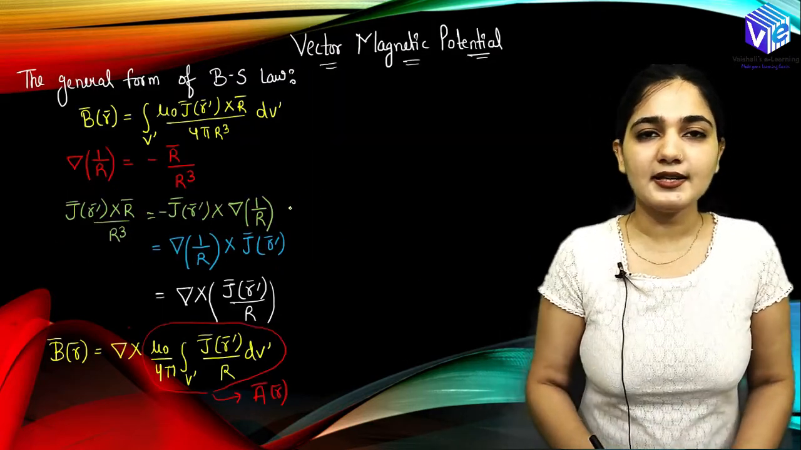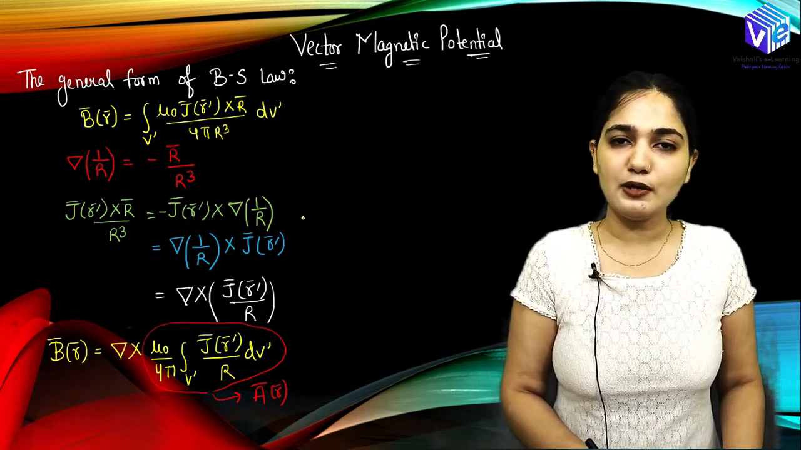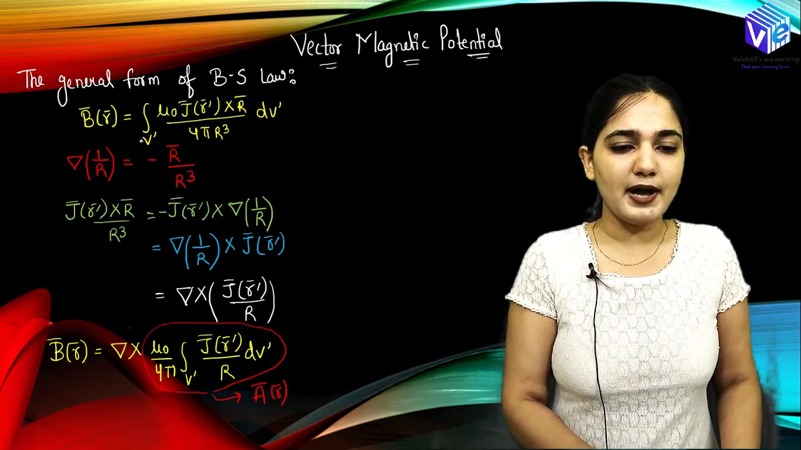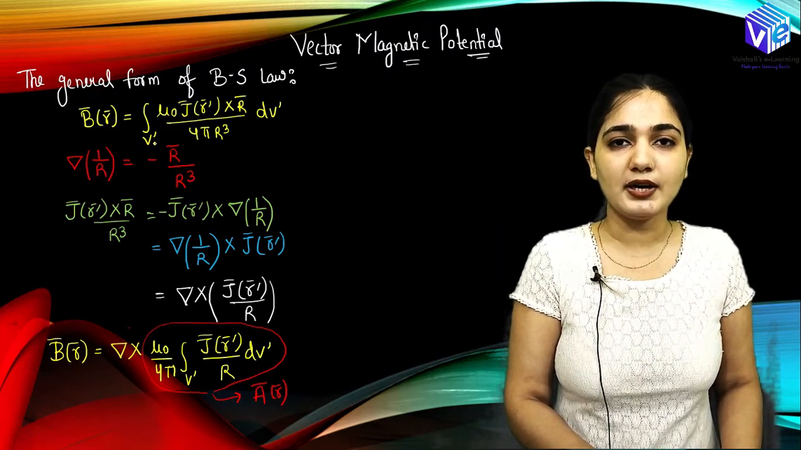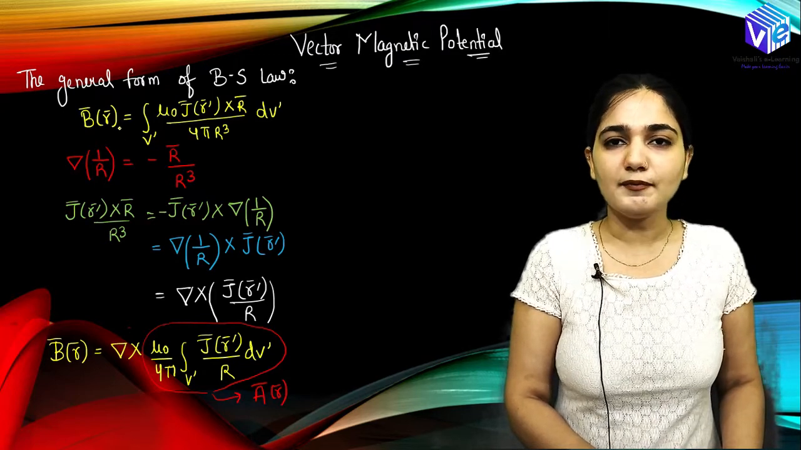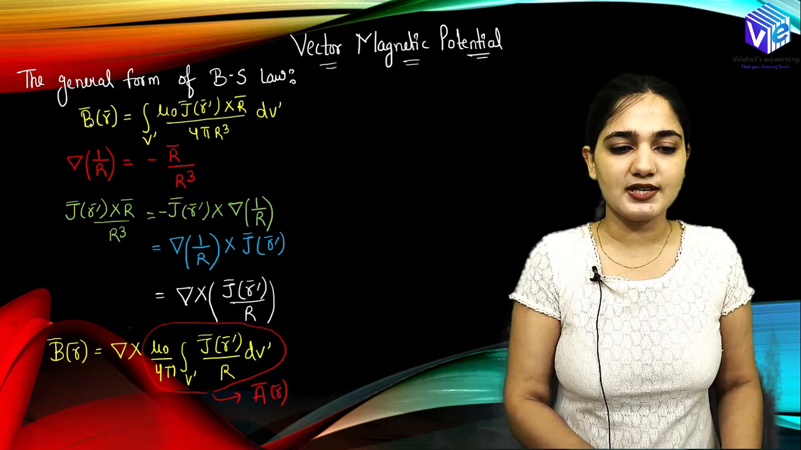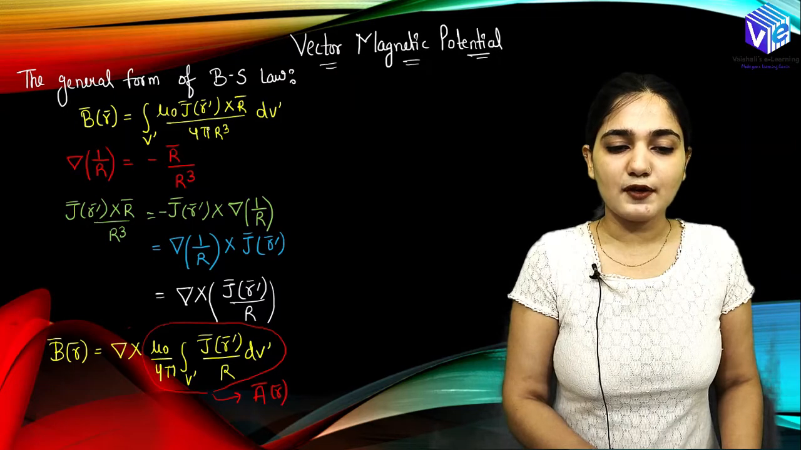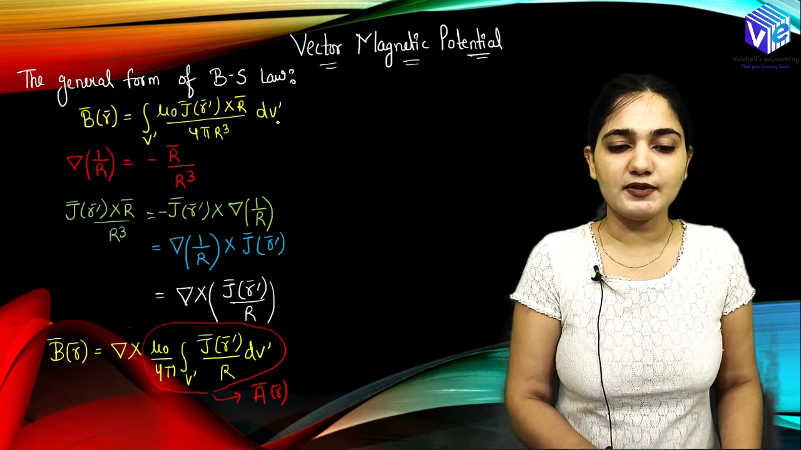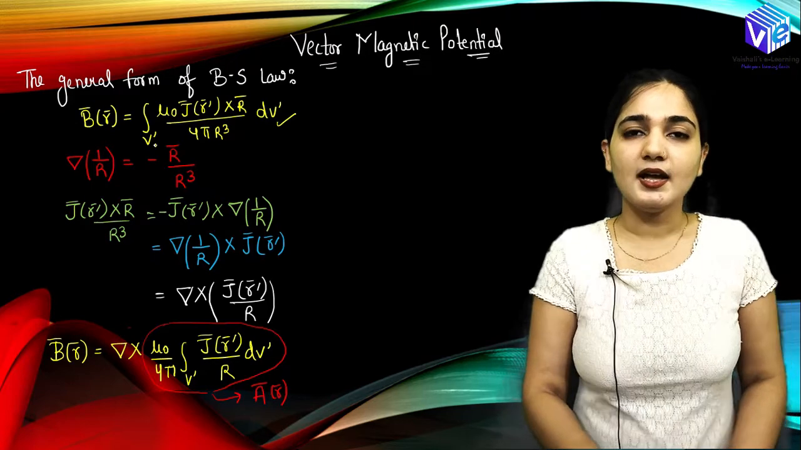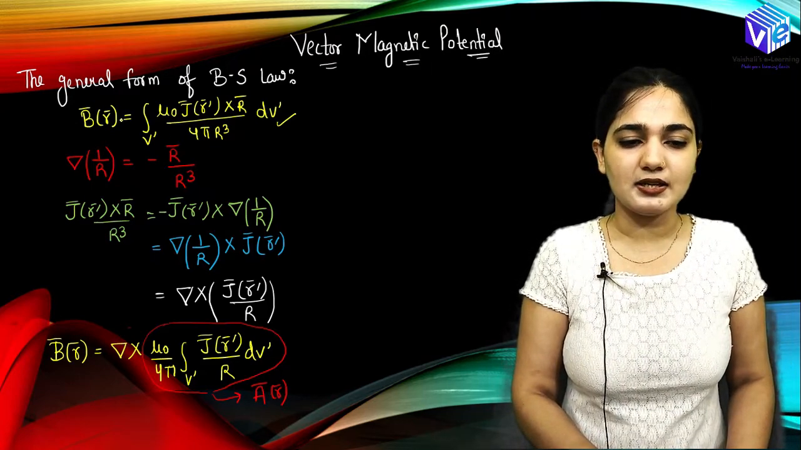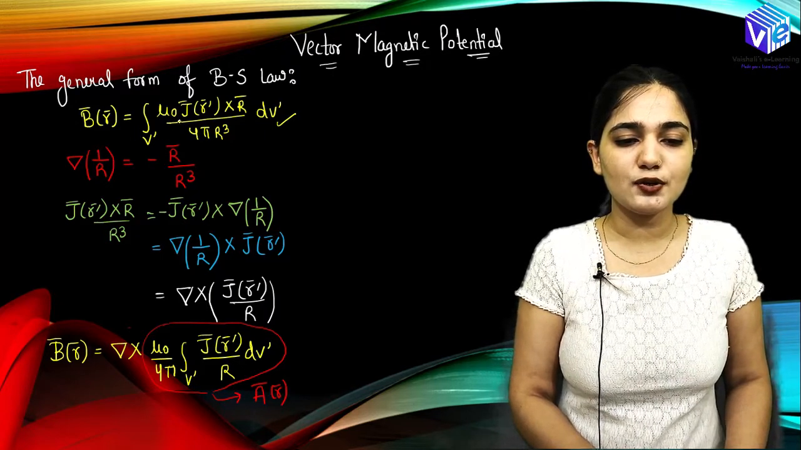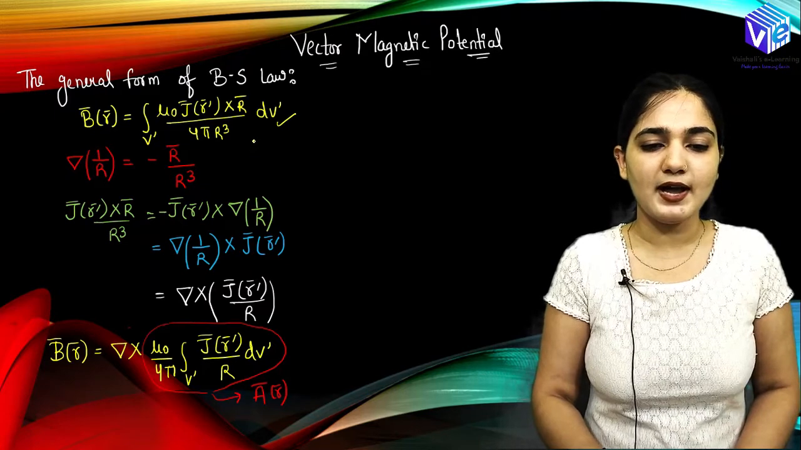Now you can understand it from the Biot-Savart law as well. You can derive the vector magnetic potential from the Biot-Savart law. We all know the Biot-Savart law when we have a volume current distribution. B(r), the magnetic flux density, will be equal to the integration over volume of mu naught J(r') cross R upon 4 pi R cube dV'. This is how I can represent the magnetic flux density or the magnetic field. So B(r) is equal to the integration over V of mu naught J(r') cross R upon 4 pi R cube dV.